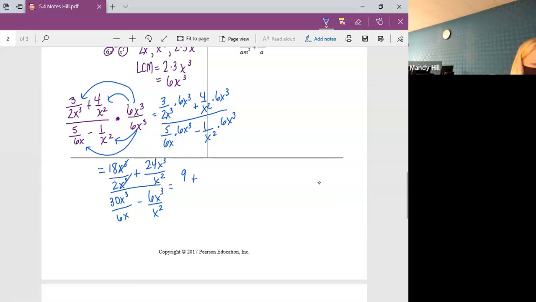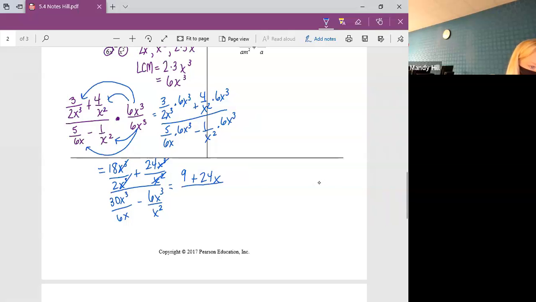Plus 24, I don't have anything on the bottom to cancel out with that, but x squared over x to the third, these two x's take away 2 of these x to the thirds, right? So if I have x to the third and I took 2 of them out, I just have x to the first.